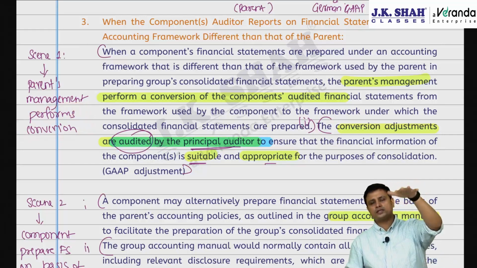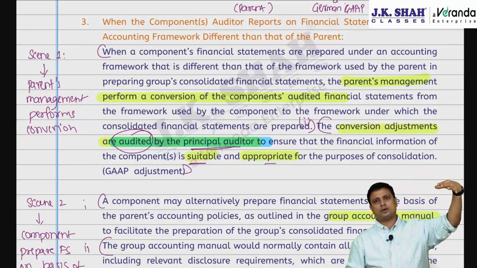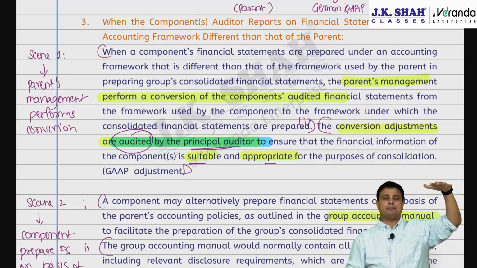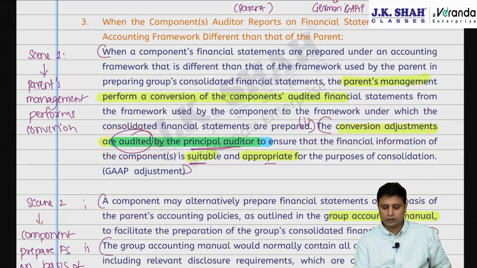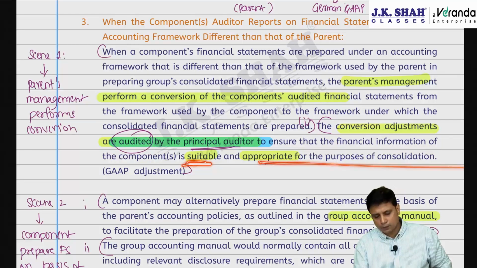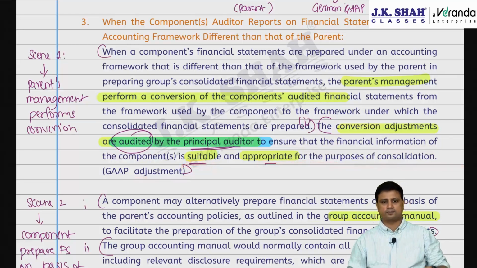So what they will do is the component financial statements are converted to get them at par with the parent. Then in that case, the conversion adjustments have to be audited by the principal auditor to ensure that the financial information of the component is suitable and appropriate for the purpose of consolidation.